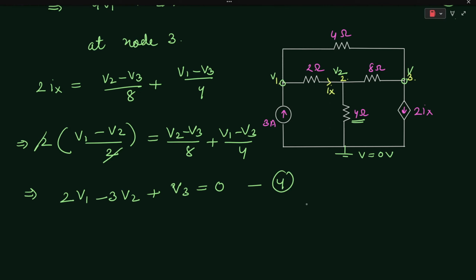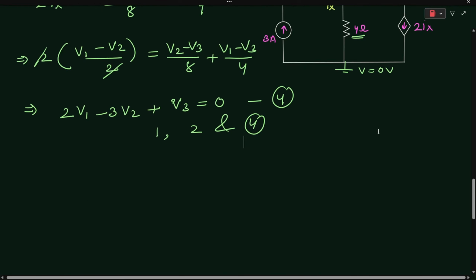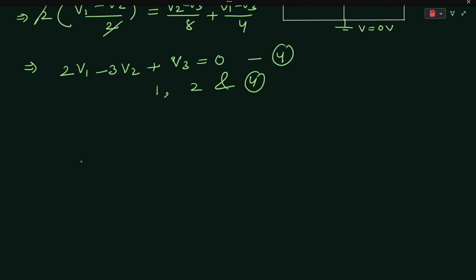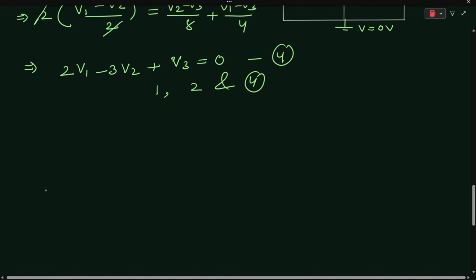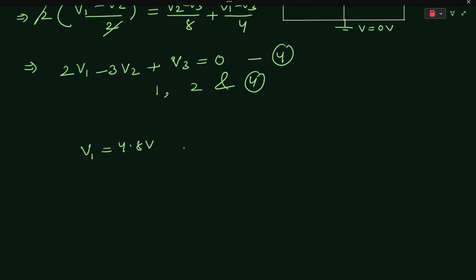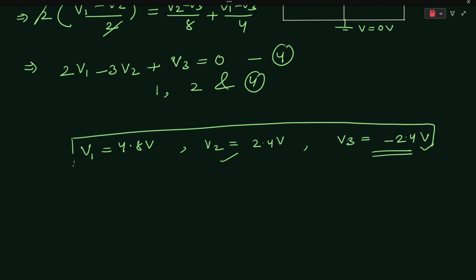Using the first, second and fourth equations, we can say that the value of V1 will be equal to 4.8 volts, V2 will be equal to 2.4 volts and V3 will be equal to minus 2.4 volts. I hope it is clear how we are approaching this solution.